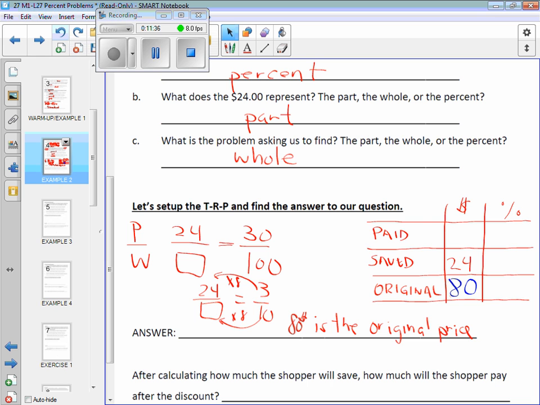The original's $80. You're saving $24. How do I figure out what I'm actually paying? You got it. Subtract 80, take away 24. What do you get? Not 71. Jack, what'd you get? Should get 56. Yeah, 56 is correct.